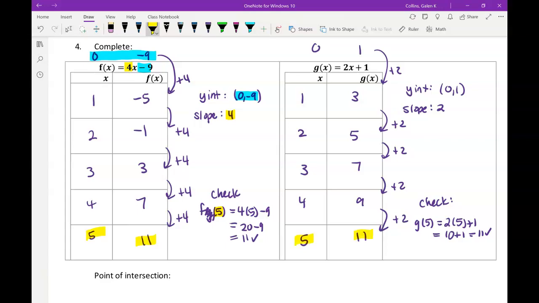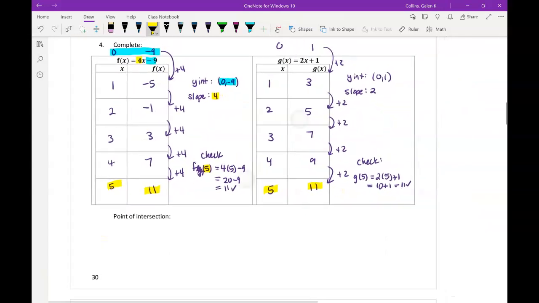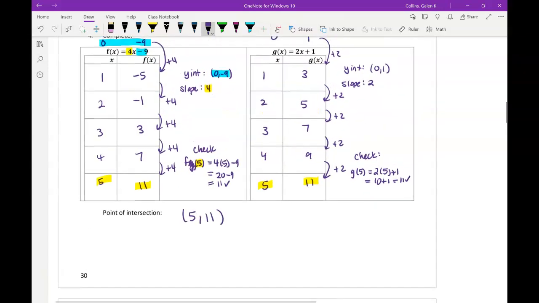Now, these x values weren't filled out for us. So if you had started at 0, you wouldn't see the point of intersection if your table only goes to where x equals 4. So sometimes if we don't know what x values to plug in, we might have to keep going a little bit until we find the point of intersection. Okay, so we said our point of intersection is at (5, 11). And I believe that is it for the ready section of this assignment.